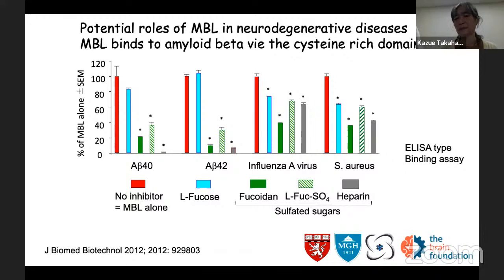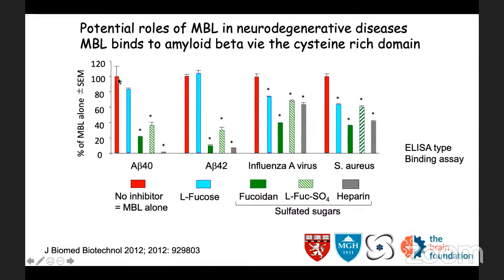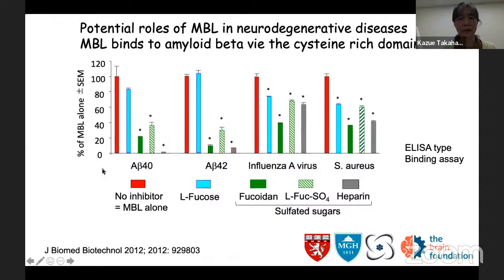Lastly, this probably relates to brain housekeeping. This was just an ELISA type simple binding assay, with amyloid beta 40 and 42, and this is just a kind of control for the experiment. The red crossed bars show you their binding at 100%. And interestingly, the sulfate sugars inhibited the binding to A beta.